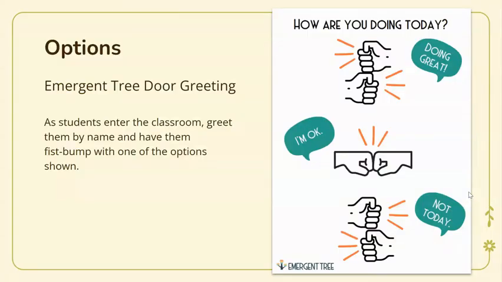This is the Emergent Tree door greeting option. So this poster would be posted outside of your classroom. And as students enter, they're going to give you a fist bump with one of those options that is shown on here. So they'll tap the top of your fist by saying, okay, I'm doing great. In the middle, I'm okay, not good, not bad, but I'm just here. Or they can tap the other way to say, I'm not good today.